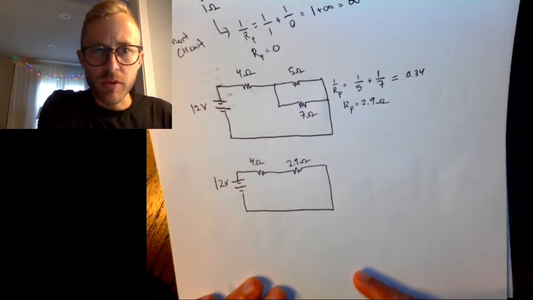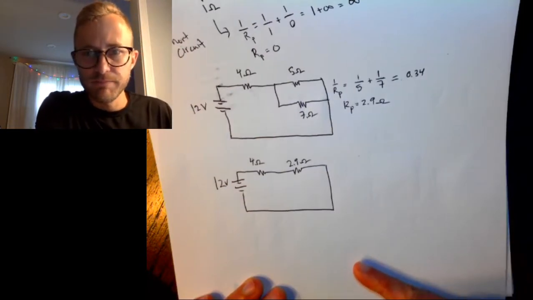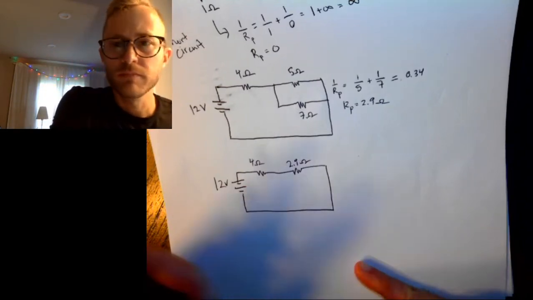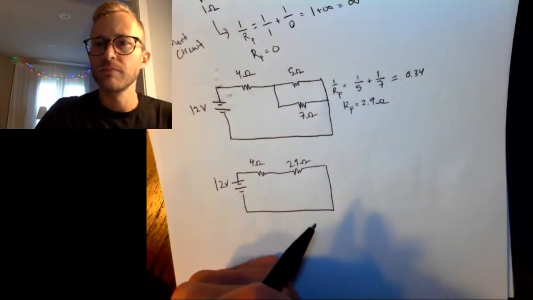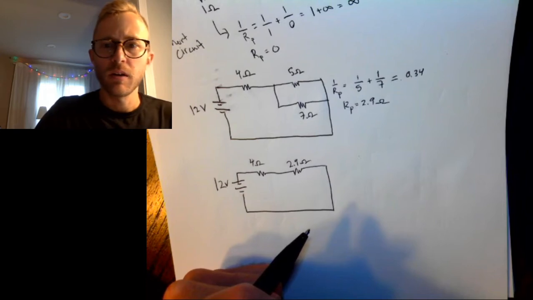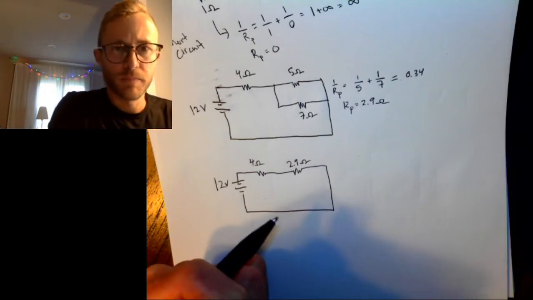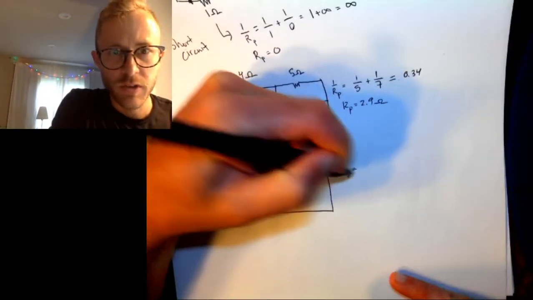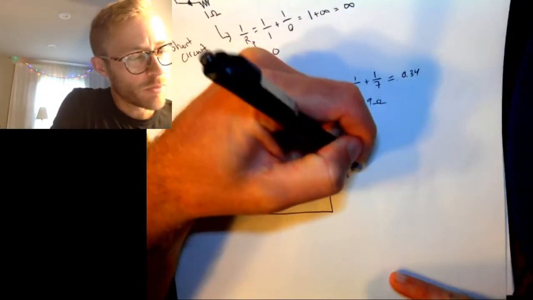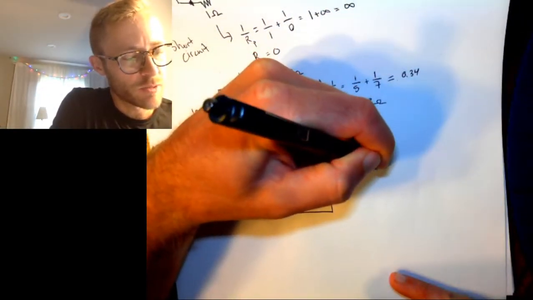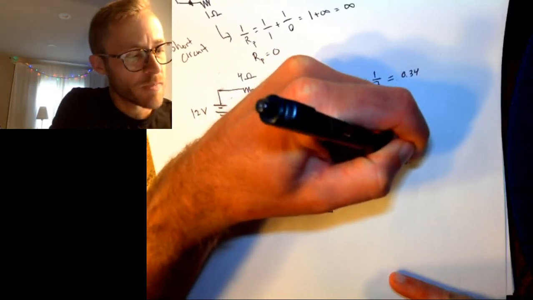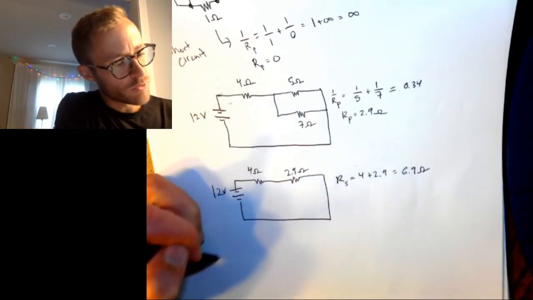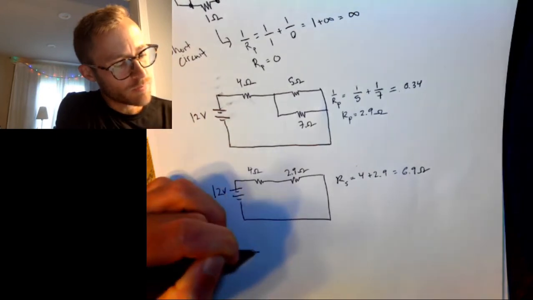These two are both clearly in series. And so we have R sub S equals 4 plus 2.9 equals 6.9 ohms. So that means that the total resistance is 6.9 ohms.